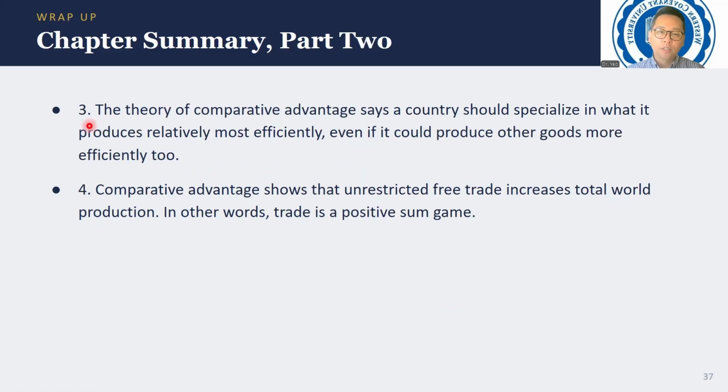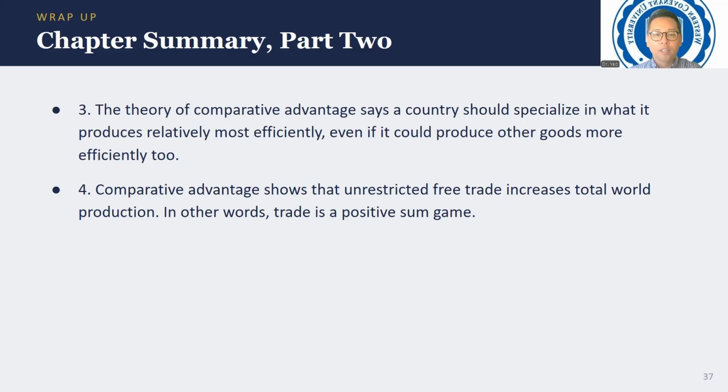Point 3, the theory of comparative advantage from David Ricardo says that a country should specialize in producing the goods it can make relatively most efficiently. It should buy other goods from trading partners, even if it could technologically produce those goods more efficiently itself.